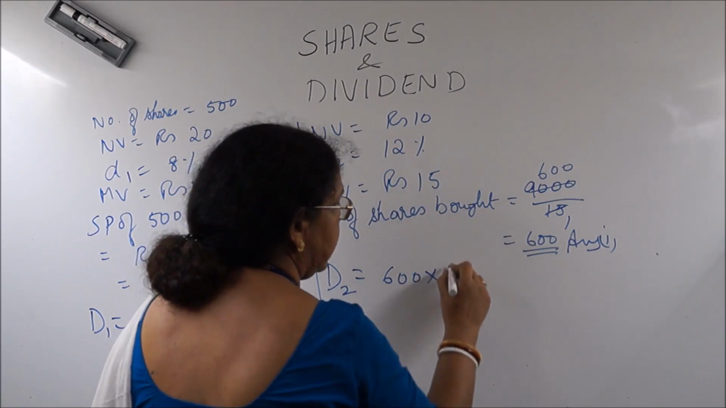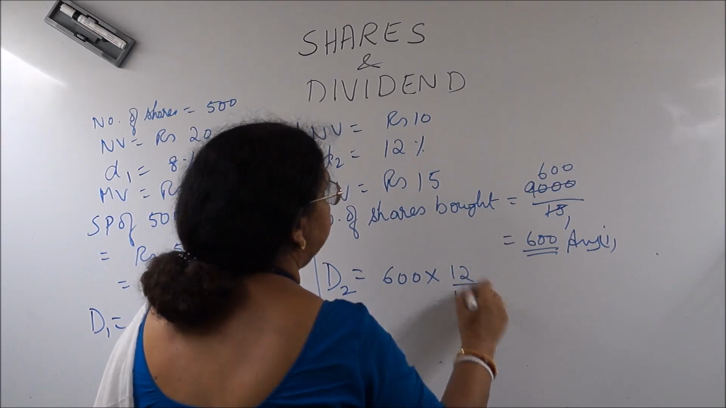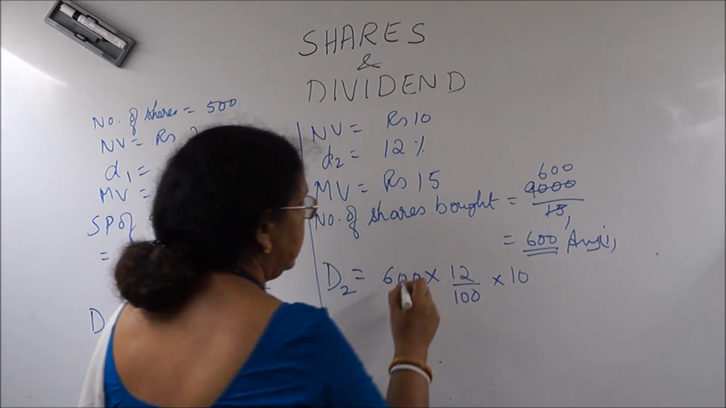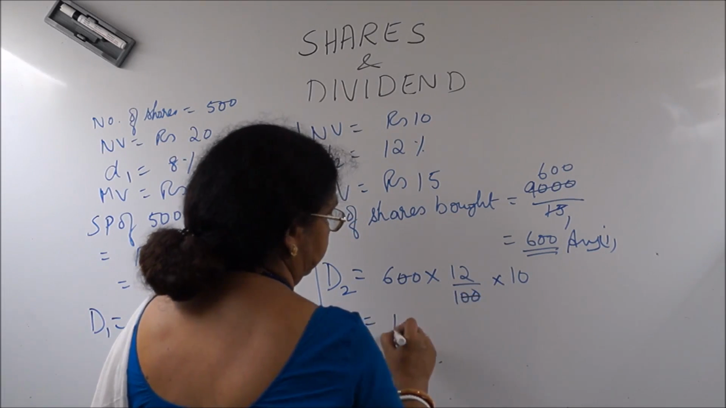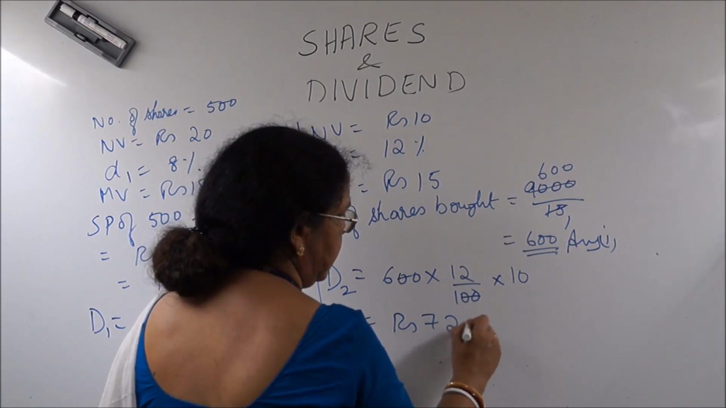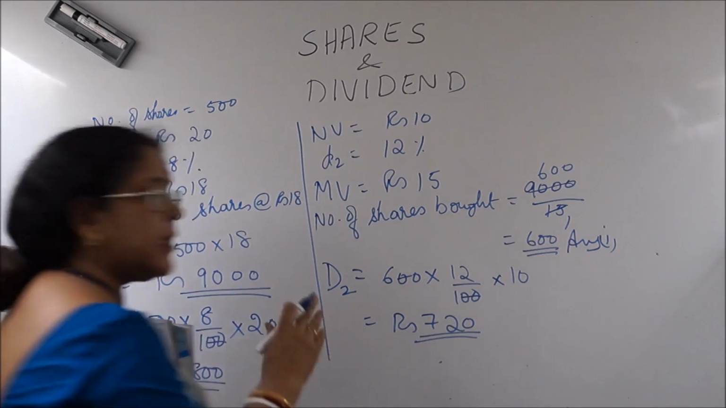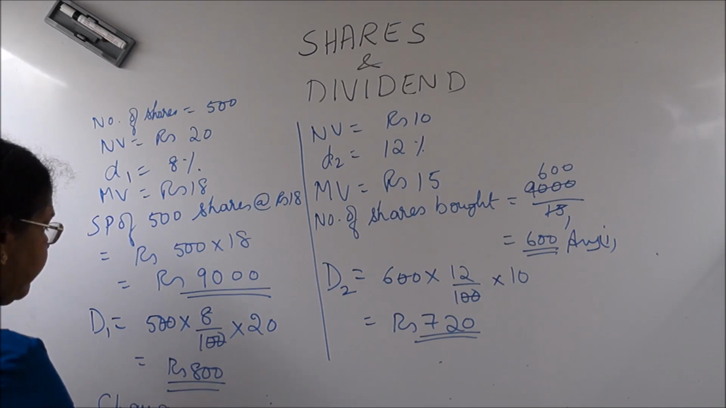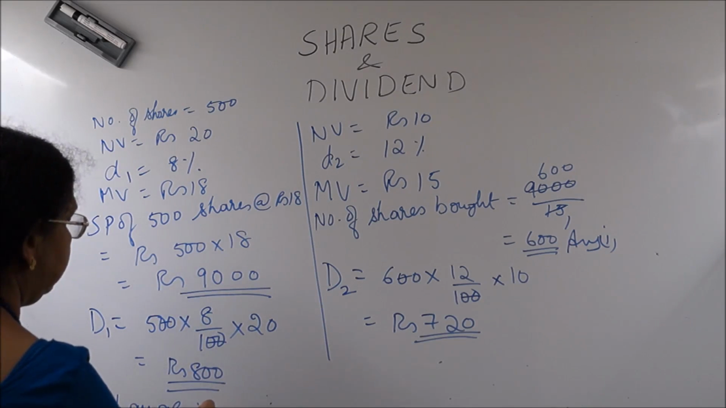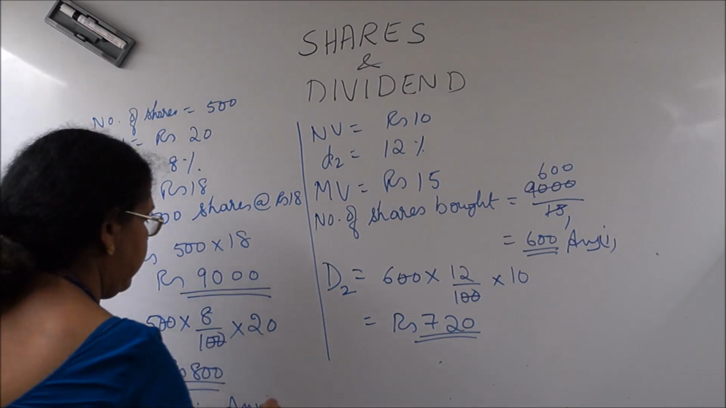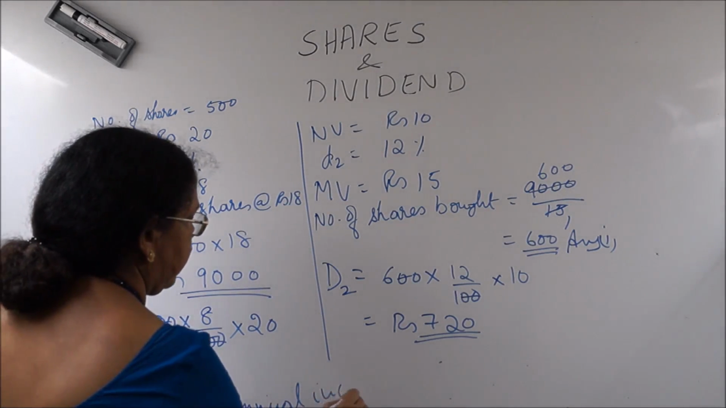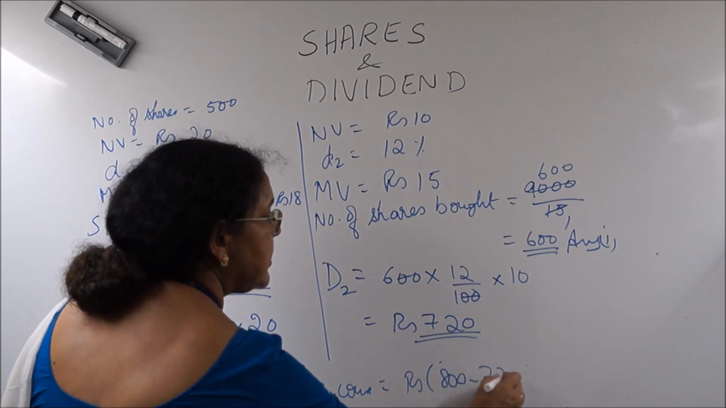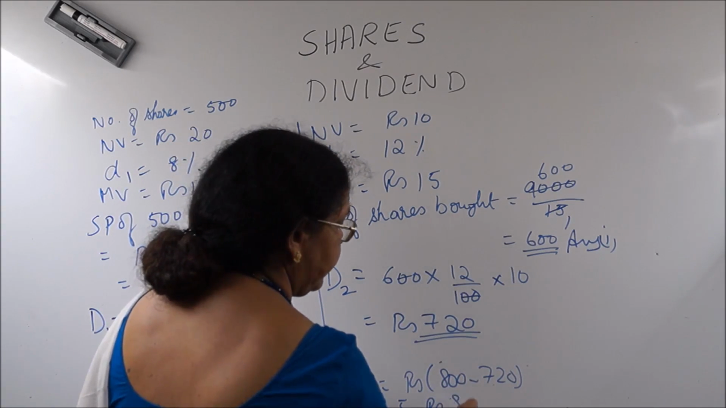What is the D percent? Dividend percent 12%, and what is the nominal value? 10. So rupees 720 is the annual income from the second company. So change in annual income is rupees 800 minus 720, that is rupees 80.